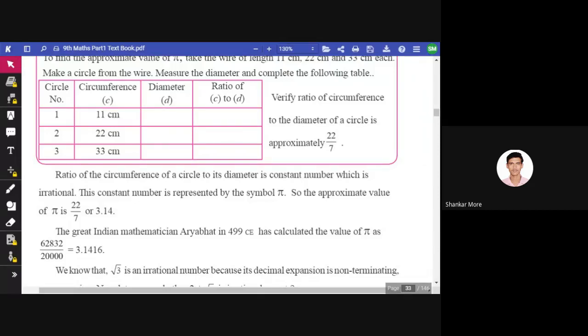The number pi is irrational. We use 22 by 7 or 3.14 as a replacement of pi for our mathematical calculations to become easy. Okay, for our convenience, we use the approximate value of pi. If you want to calculate the value of pi, it may take your complete life and still you will not be able to calculate the complete value of pi.